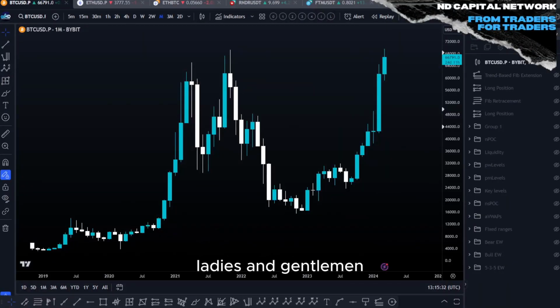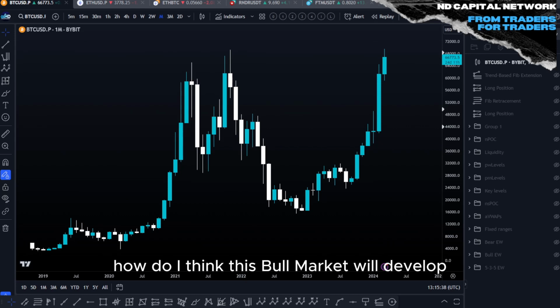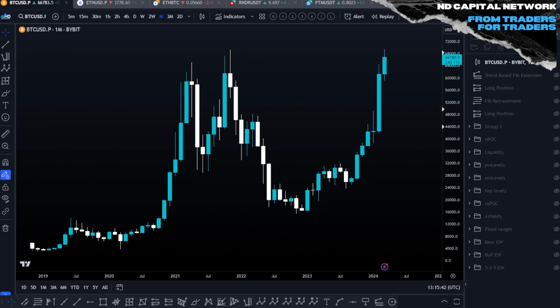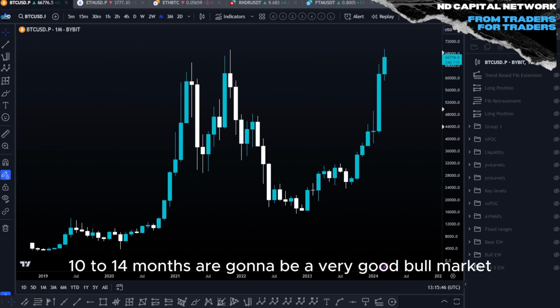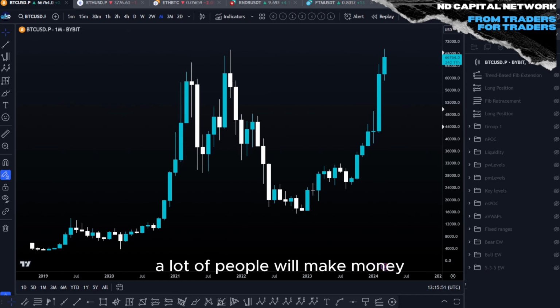Ladies and gentlemen, today I'm gonna explain to you how I think this bull market will develop and how you can take the most out of it. Currently we're in a situation where the next 10 to 14 months are gonna be a very good bull market. A lot of people will make money and a lot of people will lose money.